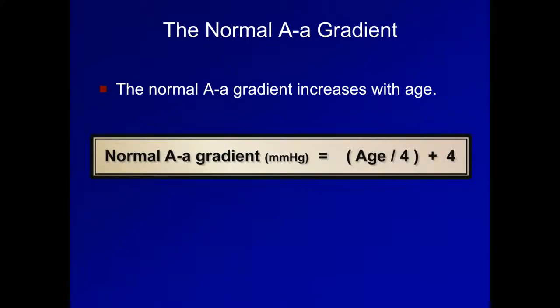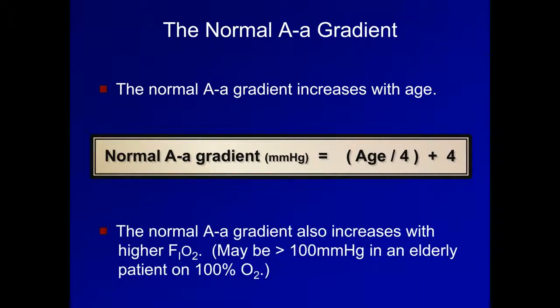The normal AA gradient in millimeters of mercury is equal to the patient's age in years divided by 4 plus 4. You should also note that the normal AA gradient also increases with higher FiO2 and can be over 100 millimeters of mercury in an elderly patient breathing 100% oxygen. This will be discussed more in the next lecture.